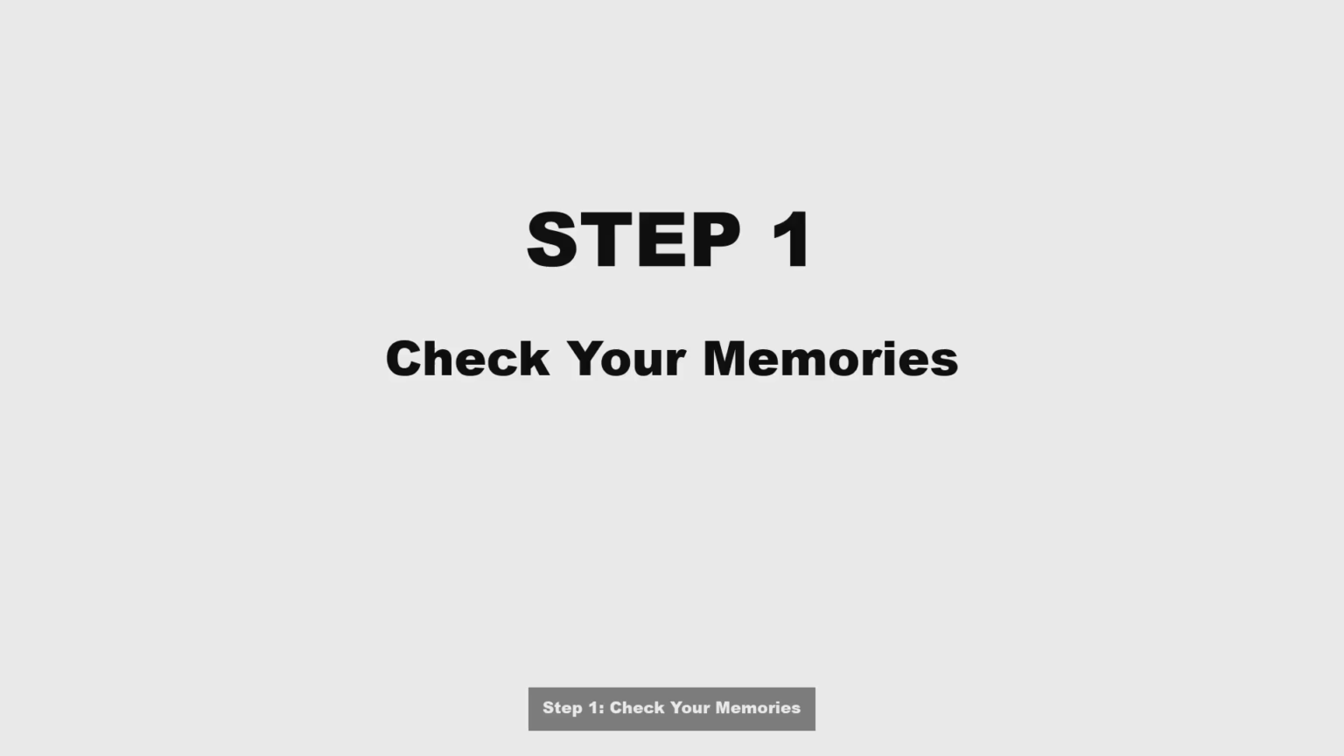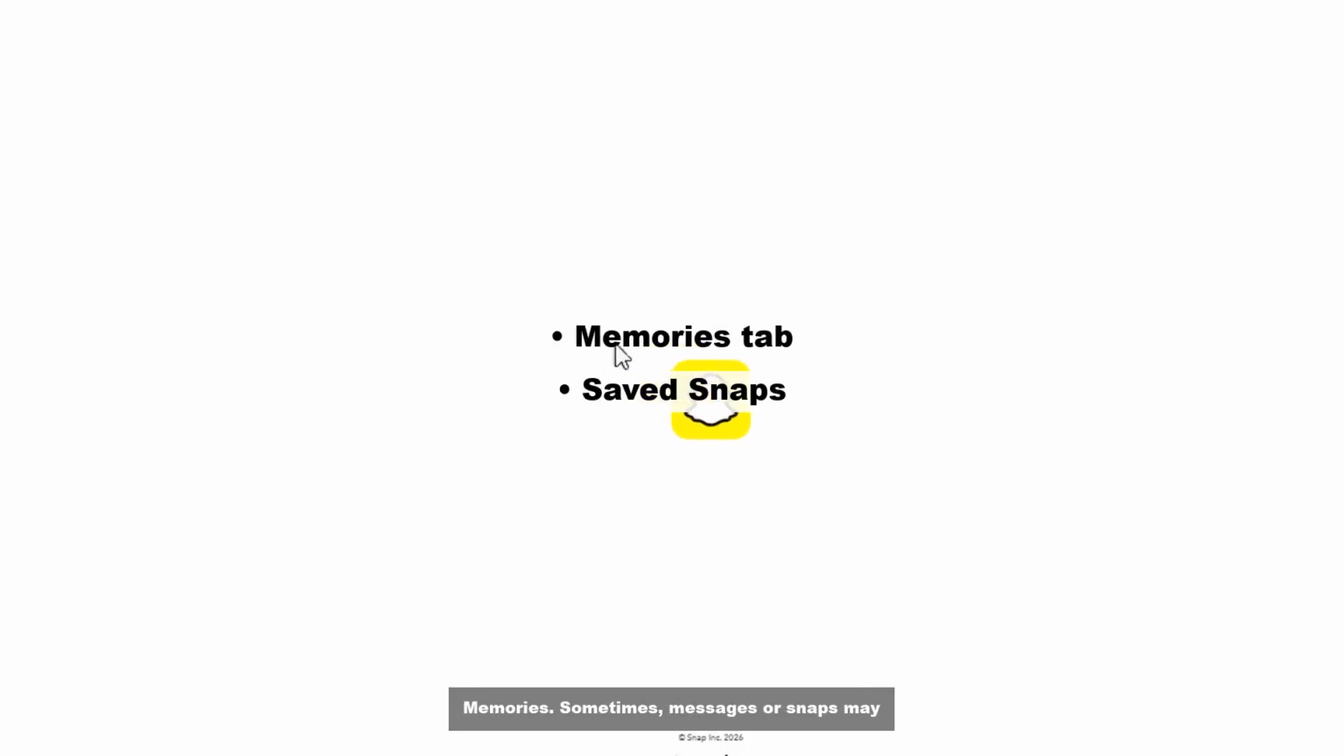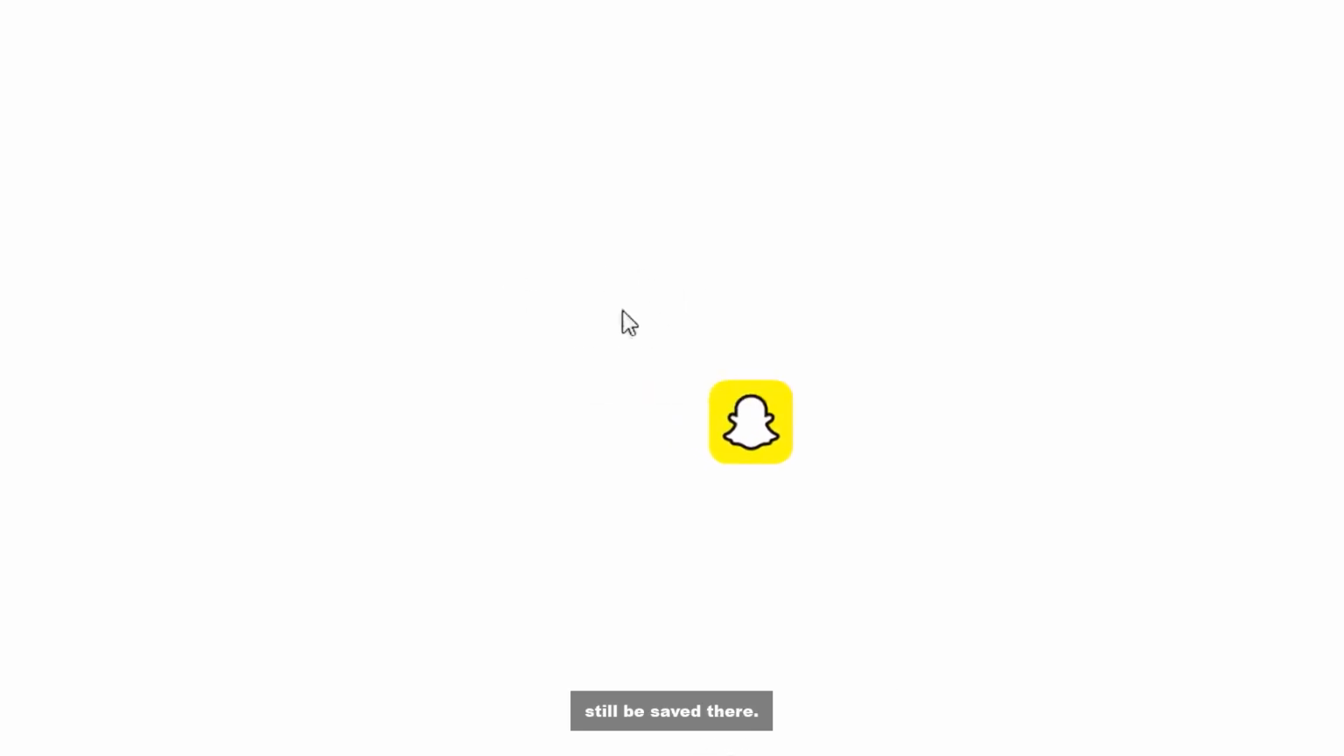Step 1. Check your memories. Open Snapchat and swipe up to access your memories. Sometimes, messages or snaps may still be saved there.